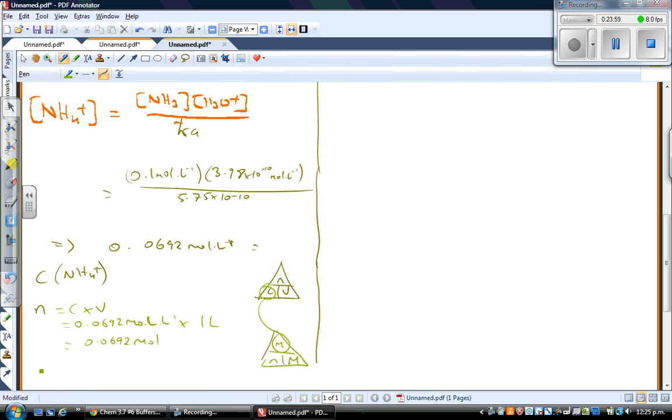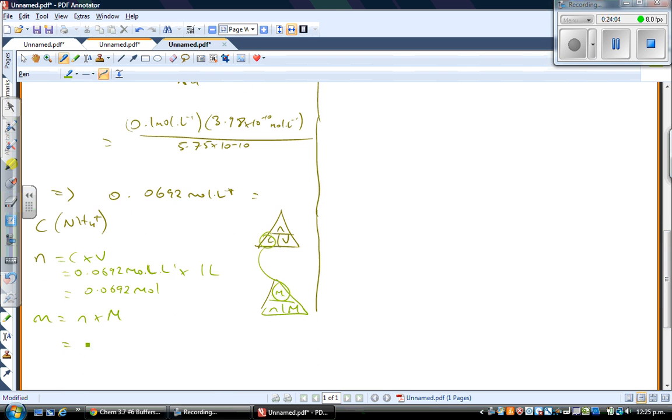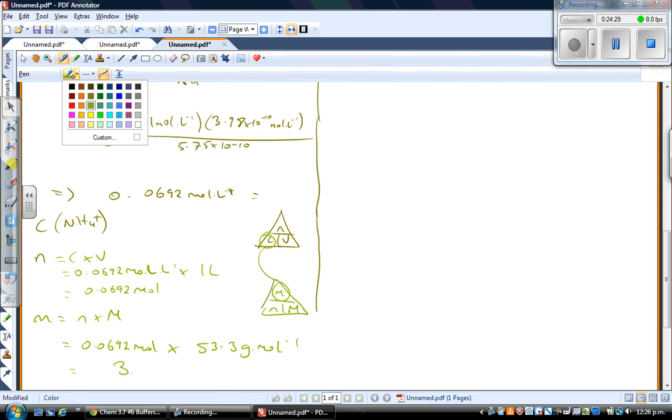And the final step then, mass is going to be equal to moles times molar mass, which is 0.0692 moles by the molar mass, which you were given in the question as 53.3 grams per mole, which equals a final mass of 3.7. Now that should be 3 significant figures, so slight correction there. If it's 3 significant figures, then it's 3.69 grams. Okay, so that's one way to do this.